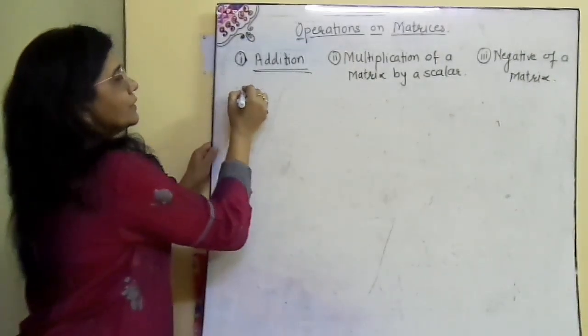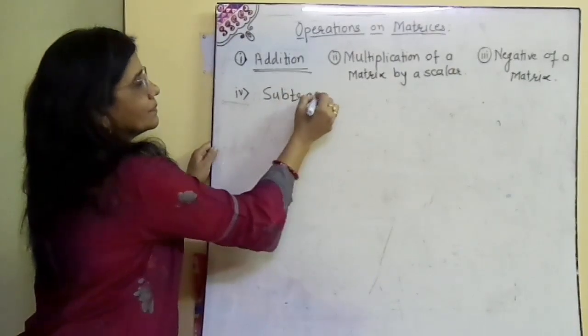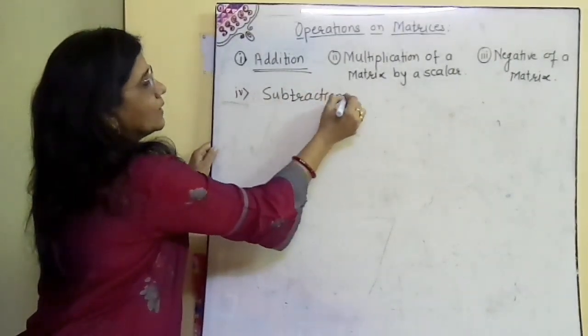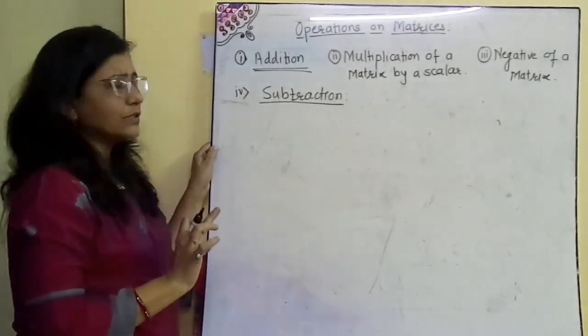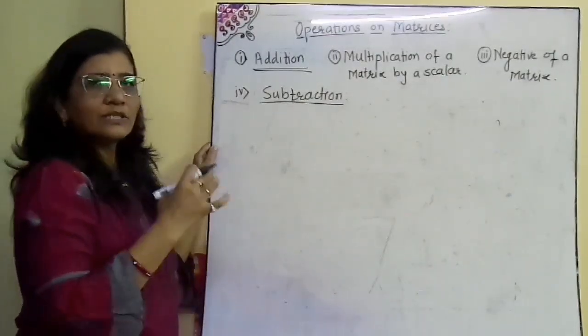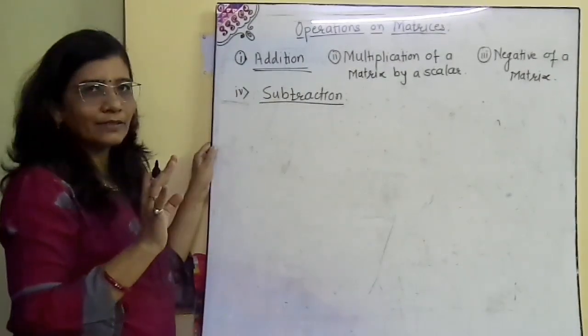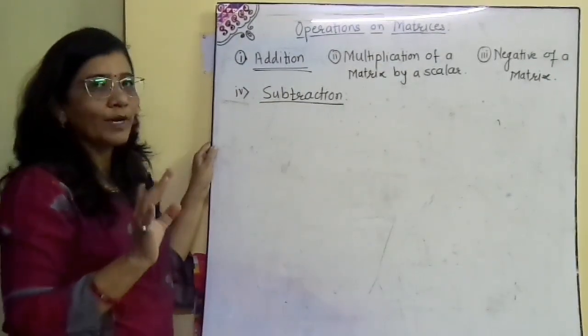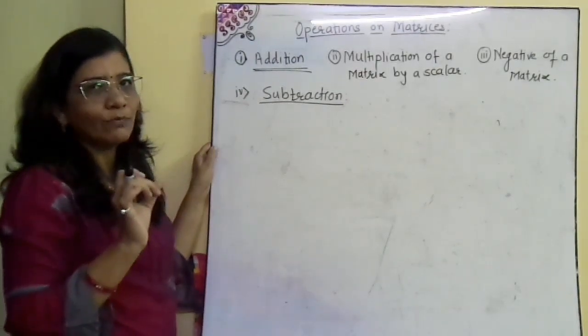So the fourth operation we are going to see is subtraction. Now addition and subtraction are similar processes. So the similar conditions are applicable for subtraction also: we can subtract two matrices if and only if they have the same orders.